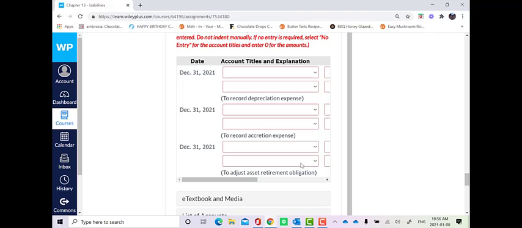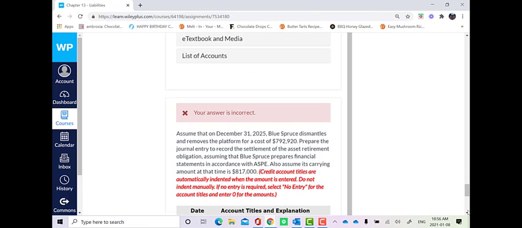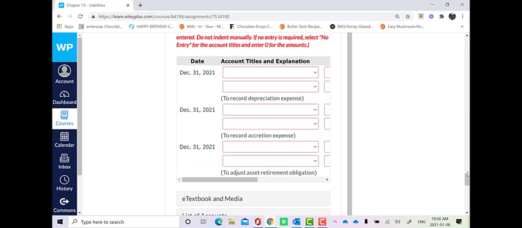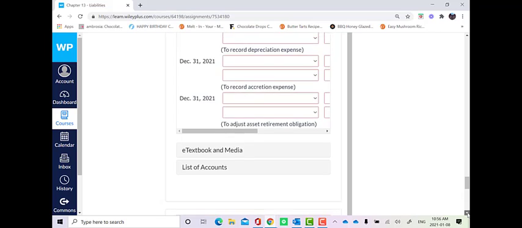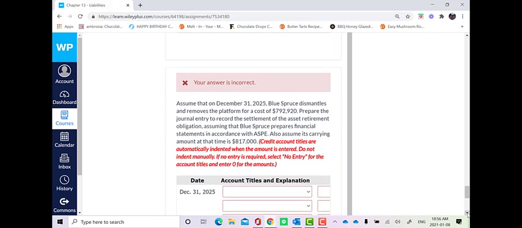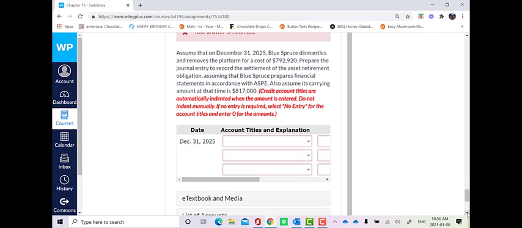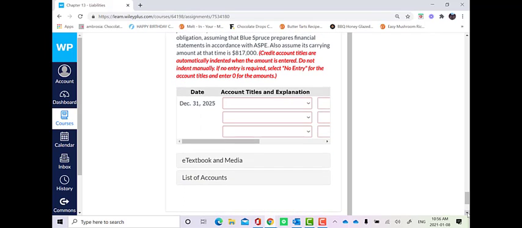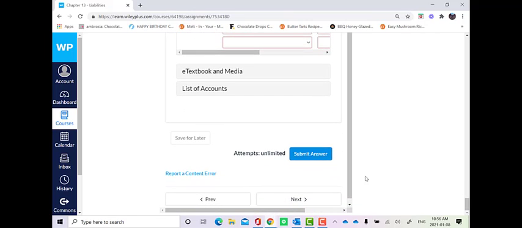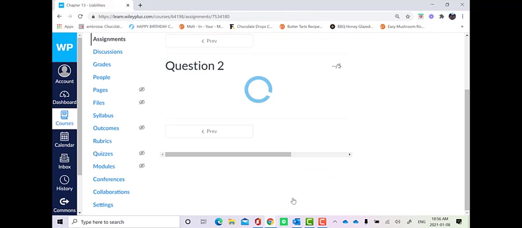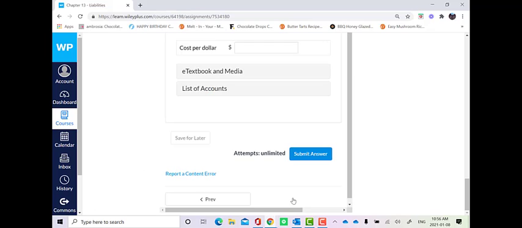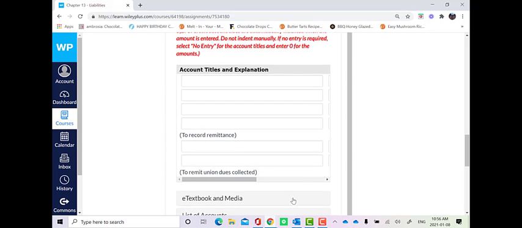And the asset retirement obligation, same as above. And this should be the same as above, right? Because we're still paying $792 and we still have something on our books for $817. So that should get you through that question. It'll take a bit, but again, it's good practice. It's all stuff that you might be responsible for in an exam.